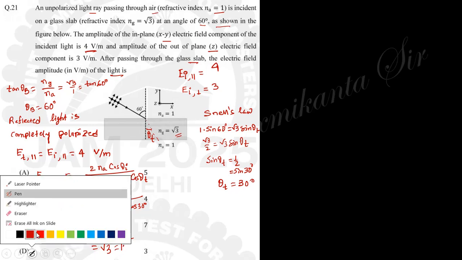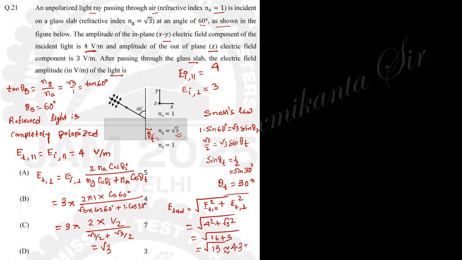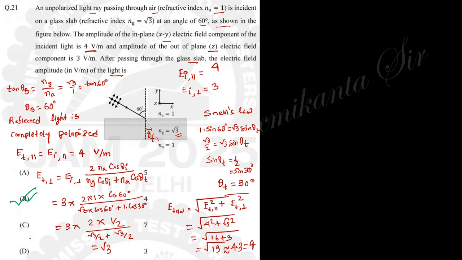So what about the total electric field? E total is the vector sum of E transmitted parallel and E transmitted perpendicular. So this gives you root under 4 square plus √3 square, so root under 16 plus 3, that is 19. This gives you nearly 4.3, so we can say this is about 4. So option B is the correct answer of this question.